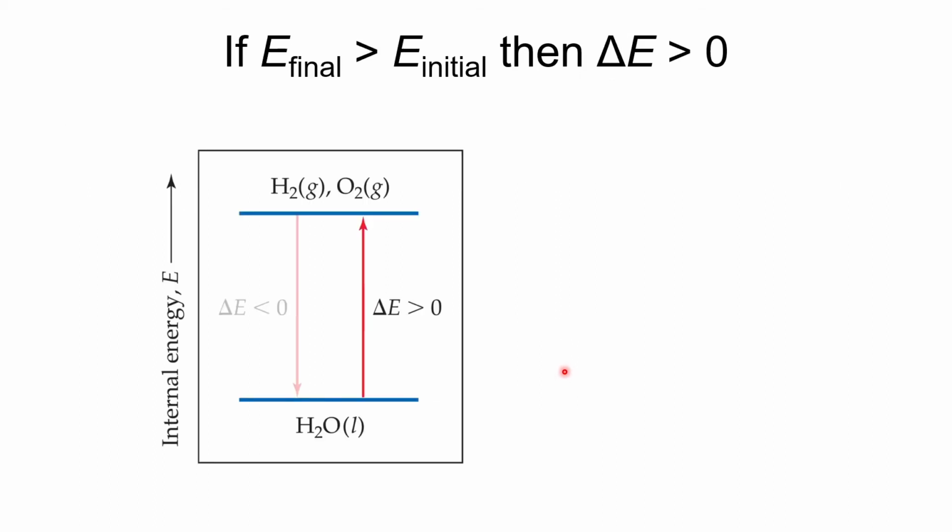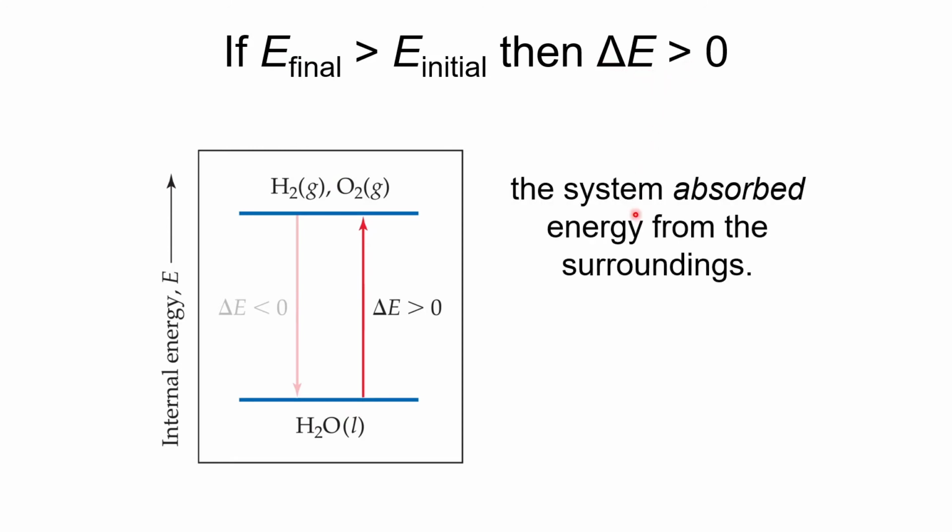All right, so if we've got a chemical system where H2O liquid gets converted into hydrogen and oxygen gas, in order to make that happen, we have to add energy to our system, because the internal energy of the water is lower than the internal energy of the hydrogen and oxygen. So it would be going up in energy. The final internal energy would be greater than the initial, and so the change in internal energy would be positive. In this case, the system absorbed energy from the surroundings.